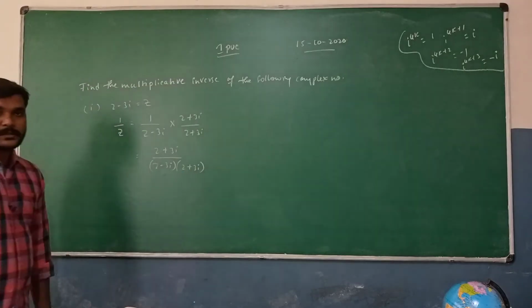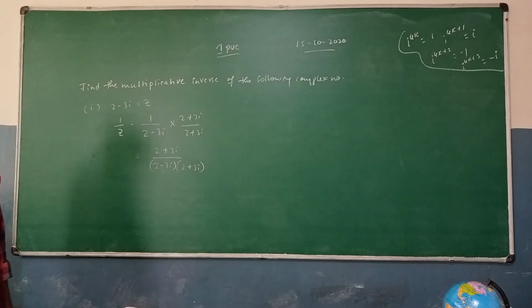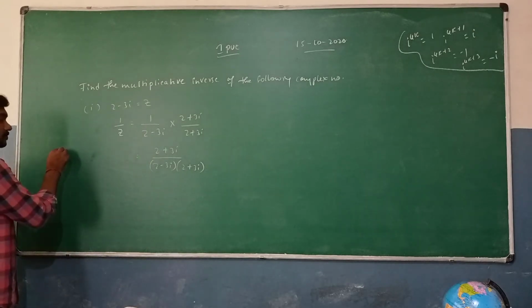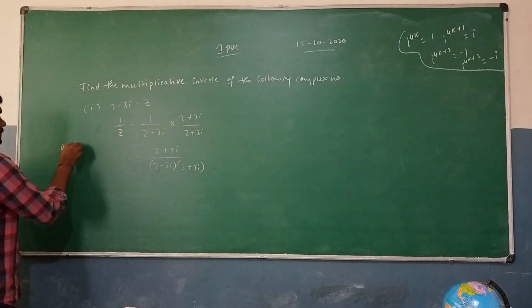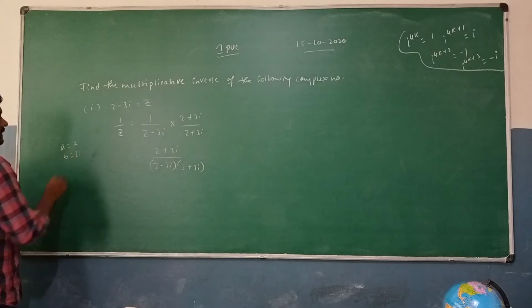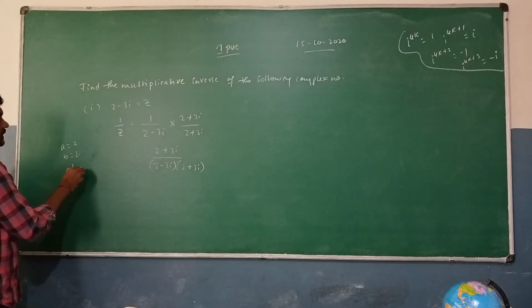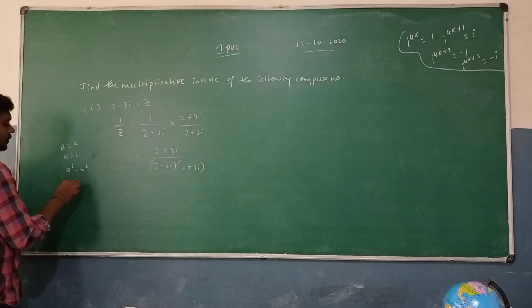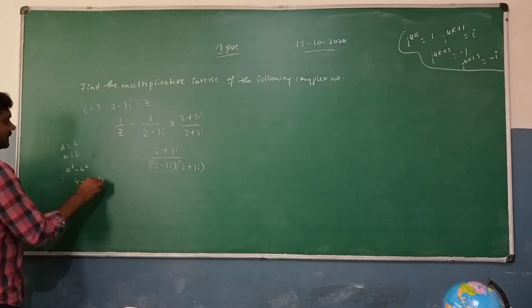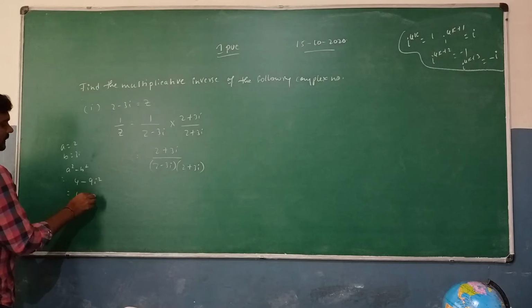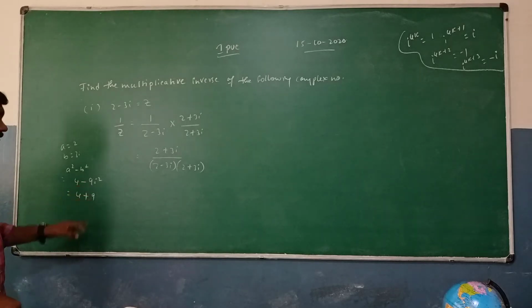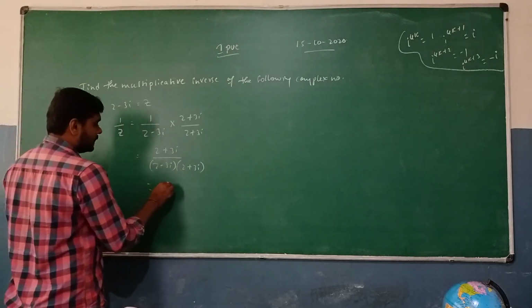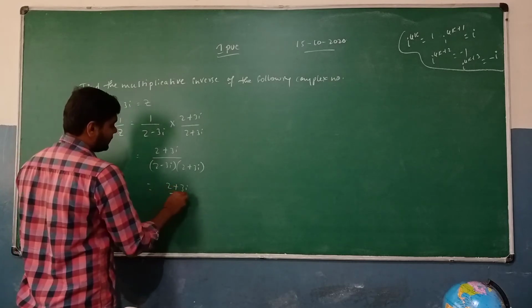So it's going to be a plus b into a minus b, that's going to be equal to a square minus b square. Here a is equal to what? a is equal to 2, b is equal to 3i. So a square minus b square can be written as 4 minus 9i square. So 4 plus 9, because the value of i square is equal to -1, into -9, that's going to be plus 9. So 4 plus 9 that's equal to 13. So we can write this as 2 plus 3i divided by 13.